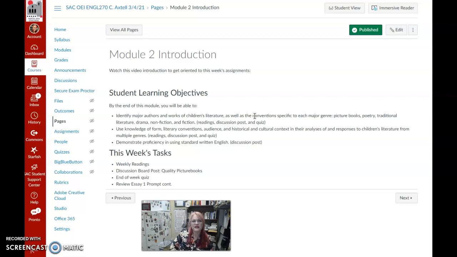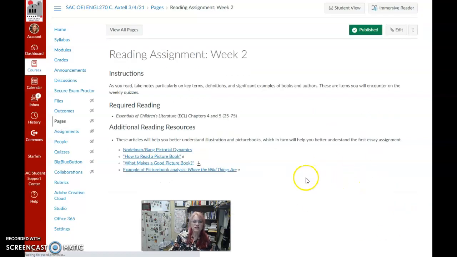This week we start talking about illustration in children's literature, specifically picture books, which will be the topic of your first essay. This week's readings, Chapters 4 and Chapters 5 from Essentials of Children's Literature, and then take a look at this supplementary material that I've posted, mostly about visual analysis.